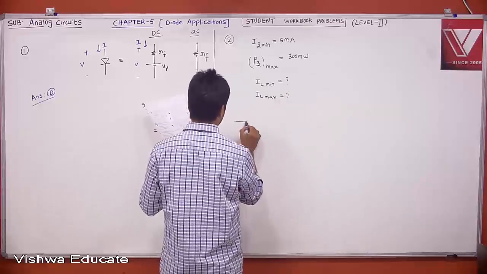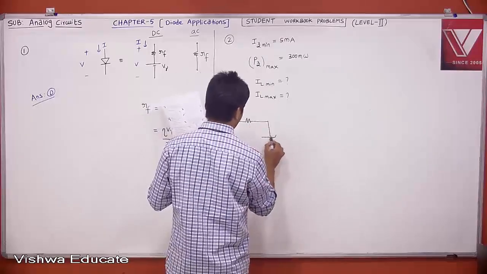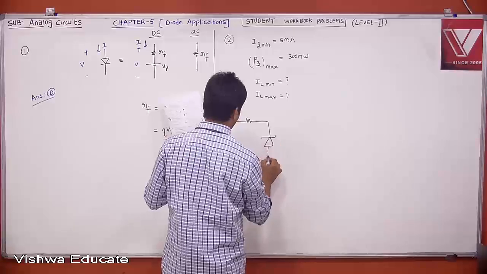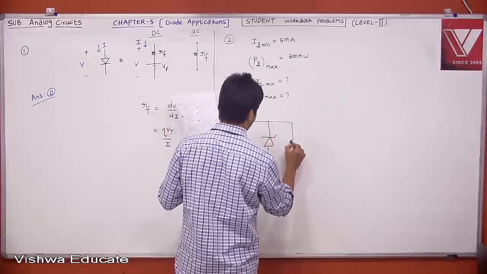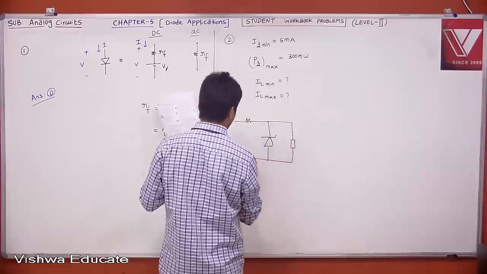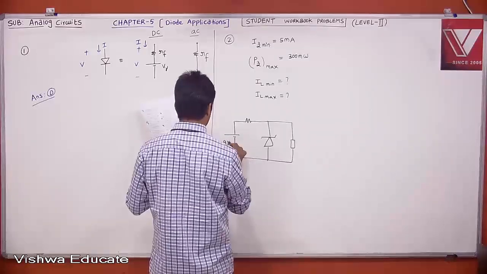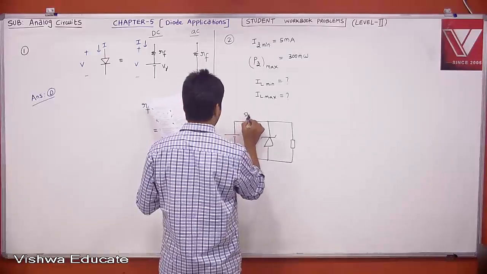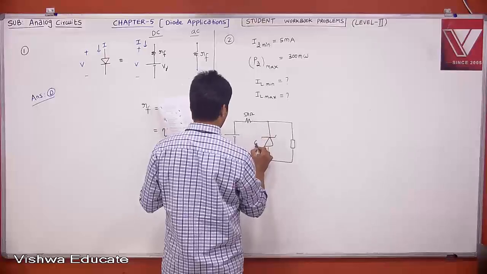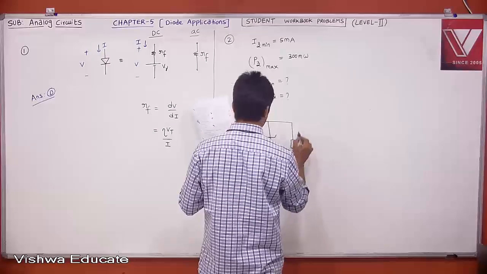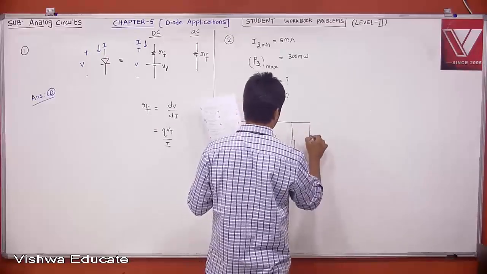The circuit is this. This is our load. This is a 9 volt battery. This is 50 ohm. This is 6 volt. And this is our output voltage.